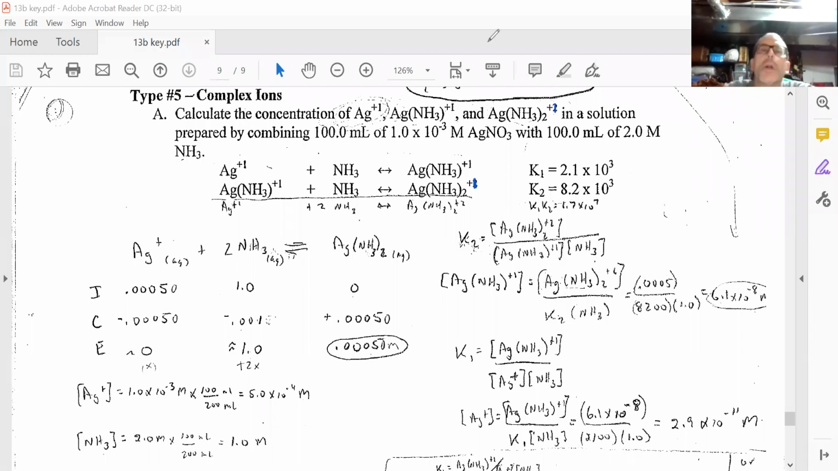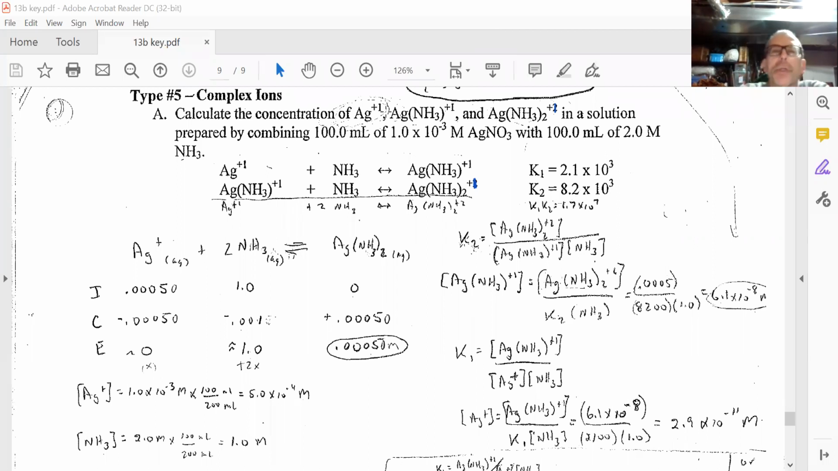In this video, we're going to work with complex ions. It's not really a Ksp problem, but we will circle back to link complex ions with Ksp problems. So I ended up calling this a type 5. It's quite distinct and different from other ones.